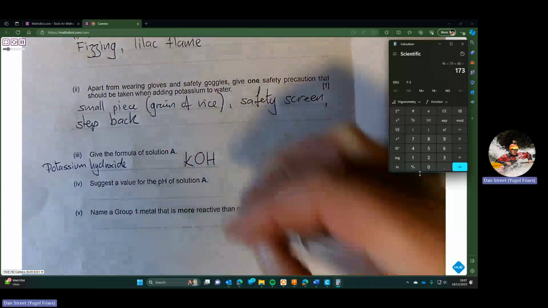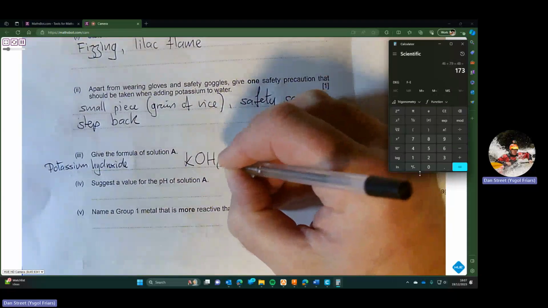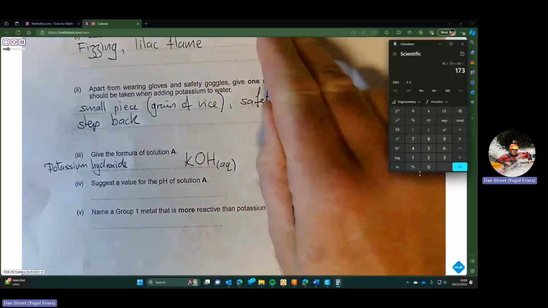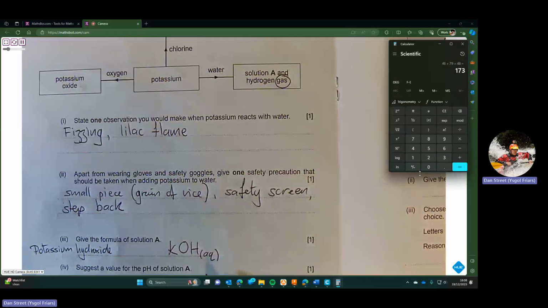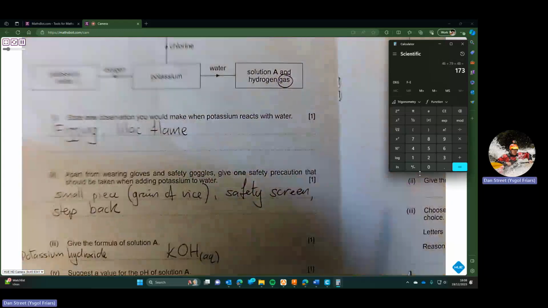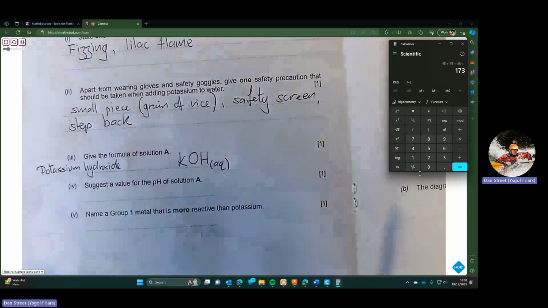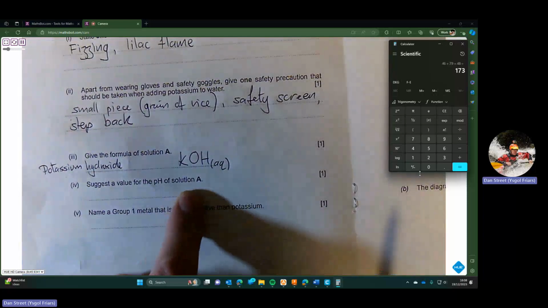Okay, if you want to be pedantic, you can put an AQ there because it is a solution, right? So solution means dissolved in water, and AQ is the symbol for dissolved in water, aqueous. Right, suggest a value for the pH of solution A.